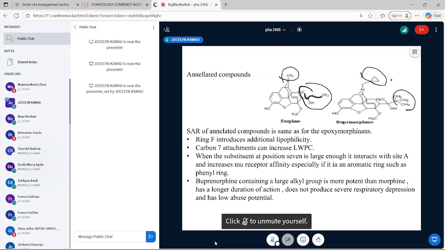It is the group at position number 17 that determines whether the compound is a mixed agonist-antagonist. So the minute you change that from a methyl group, that compound gets antagonist activity. When it's a methyl group, again, that compound will have pure agonist activity.